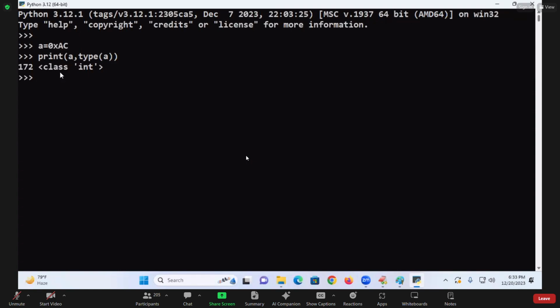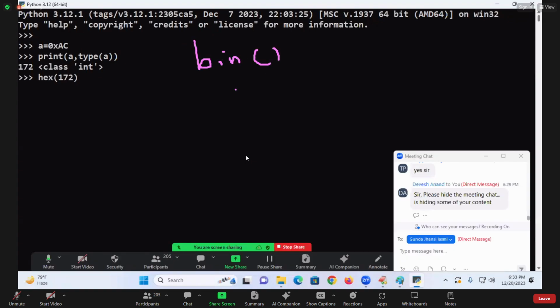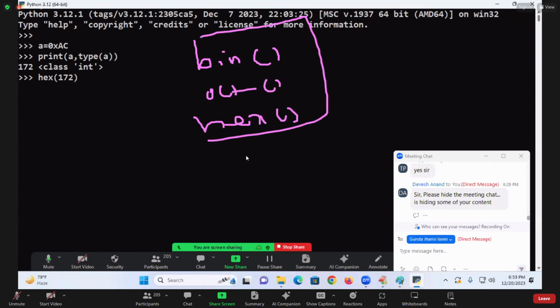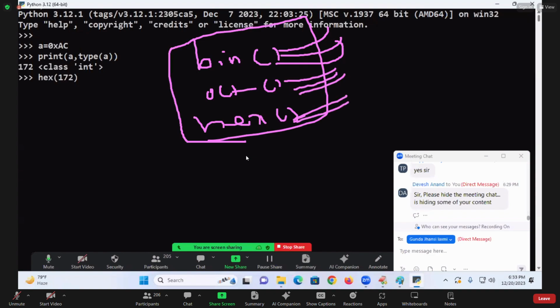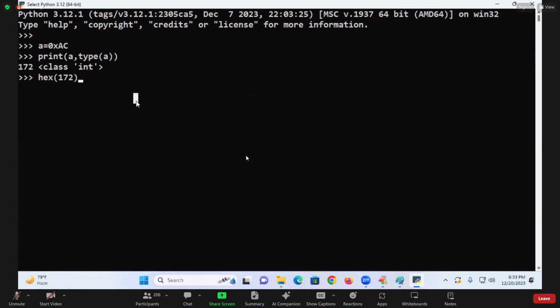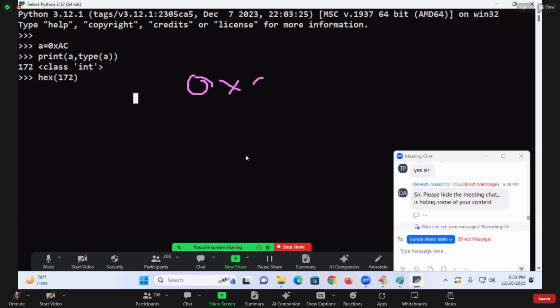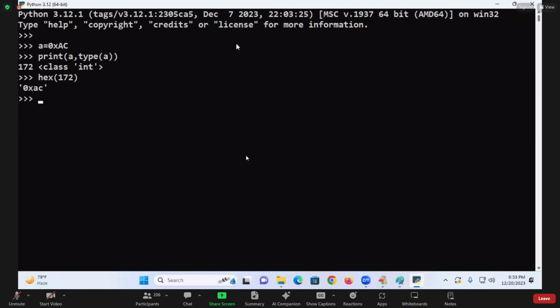Okay. Next, I want to get this data back to hexa. How do I get it, students? Hex of 172. Yesterday's class I said bin of, next is oct, and today is hex of. These are used for converting different number systems into binary, also into octal, also into hexa. So 172 is giving you 0x, the small or capital x, no problem. What is the answer now?